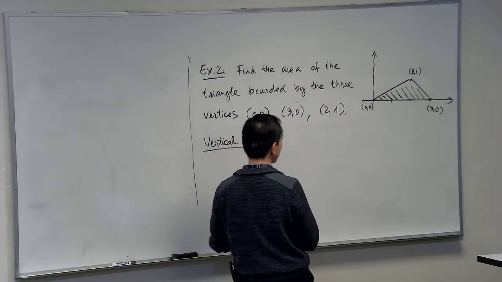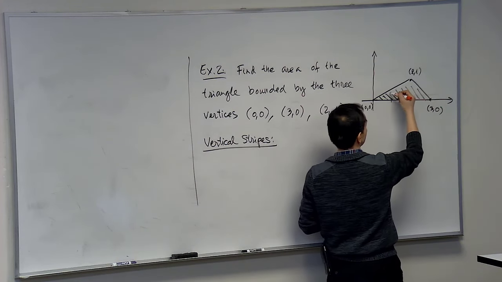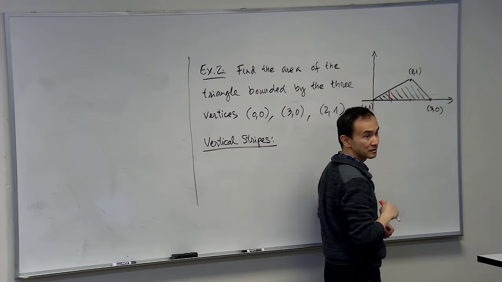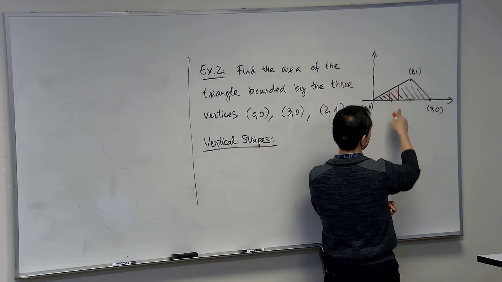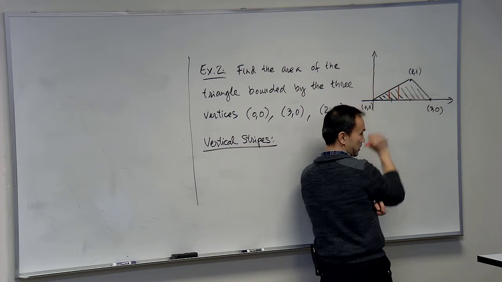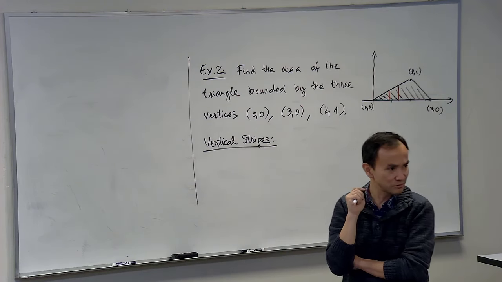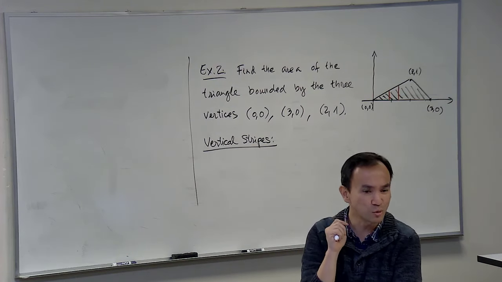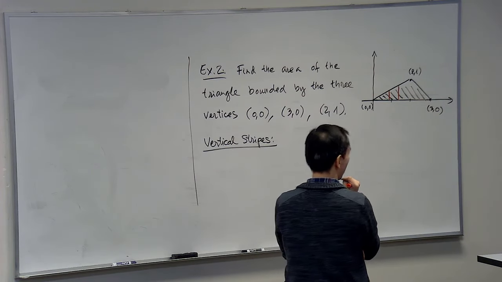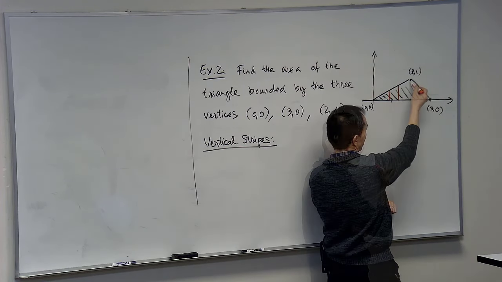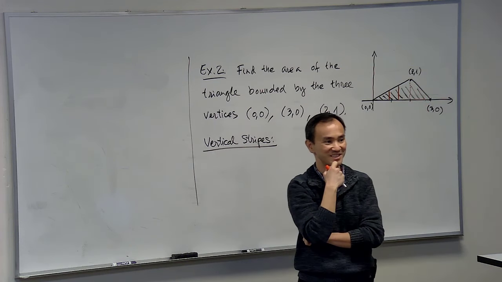So using vertical stripes, this is how it looks right here. This is how I place my vertical stripes, just like that. You guys agree? There's an upper curve and there's a lower curve. See that now? But do you see anything weird with this method? Anything unusual about this, or anything that may potentially bring in some trouble for us? Can you recognize something here?